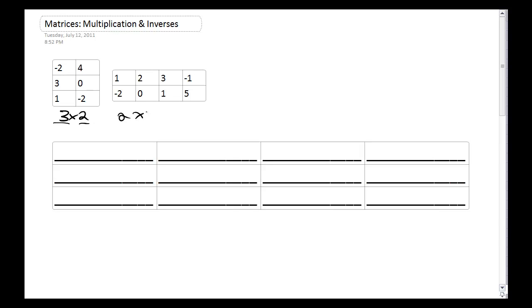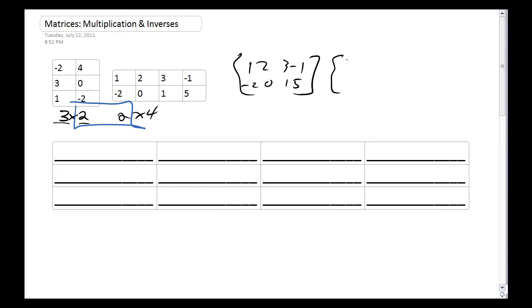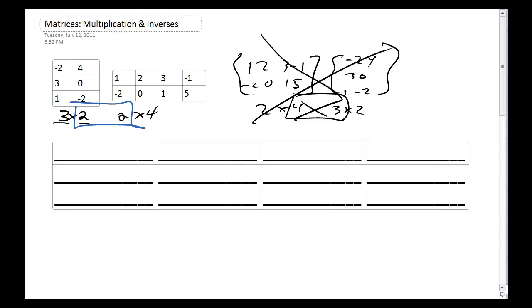And I call this a 2 by 4 matrix because it has 2 rows and 4 columns. To find matrix multiplication, these two numbers have to be the same. Notice, if I rewrote these matrices in the opposite order, 1, 2, 3, minus 1, minus 2, 0, 1, 5, that was one matrix. And then I had negative 2, 4, 3, 0, 1, minus 2. Since this would be a 2 by 4, and this would be a 3 by 2, since these numbers are not the same, I can't multiply the two matrices in this order.